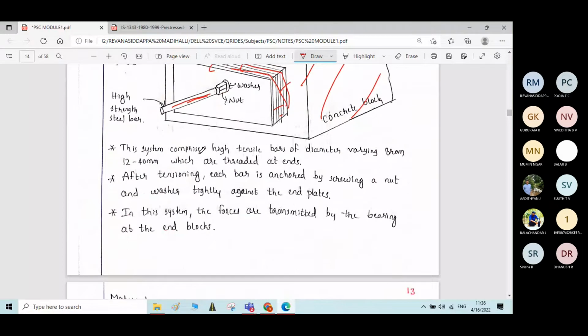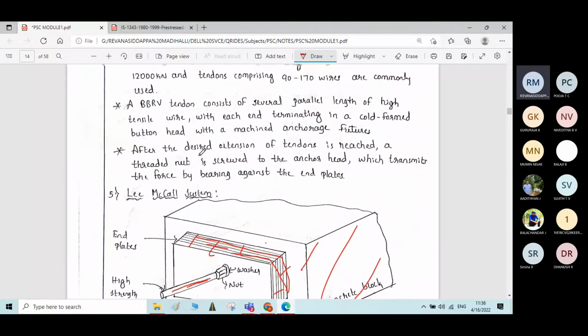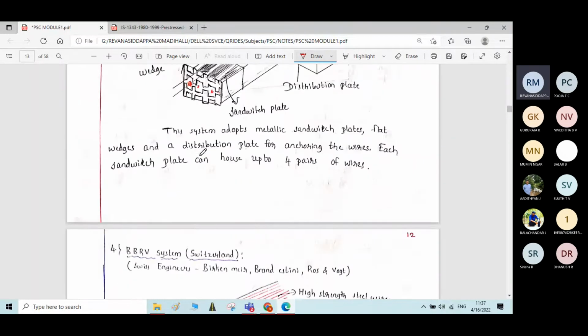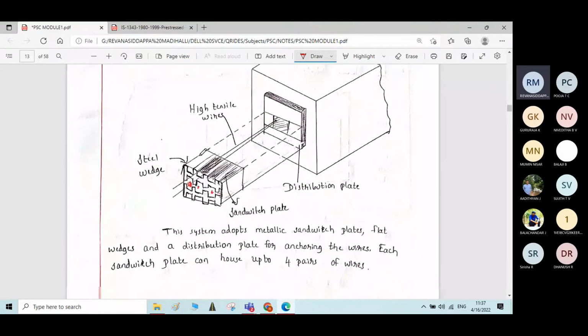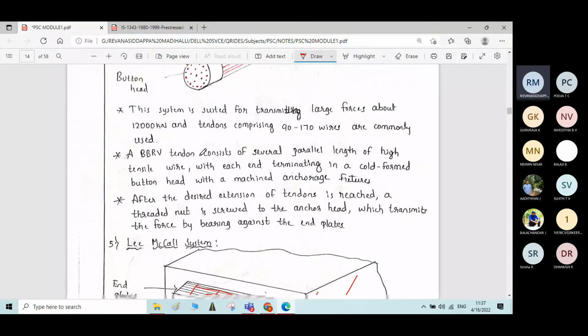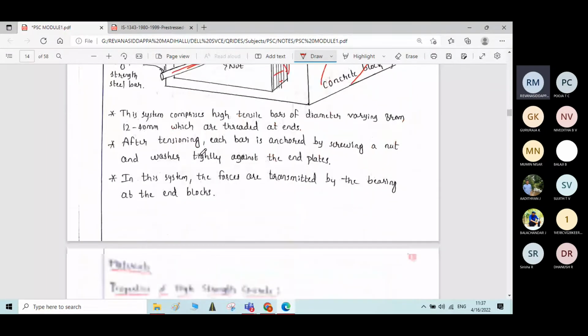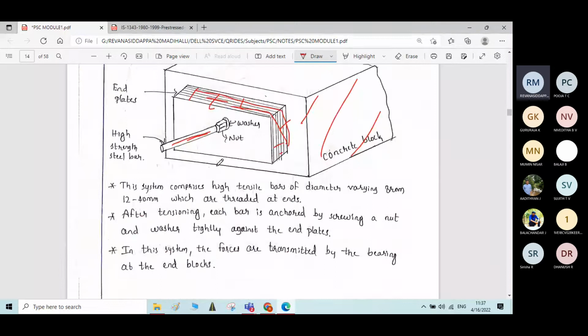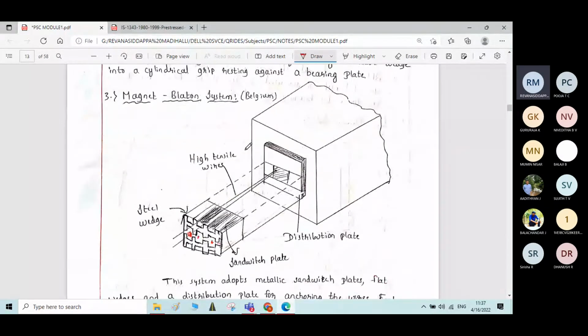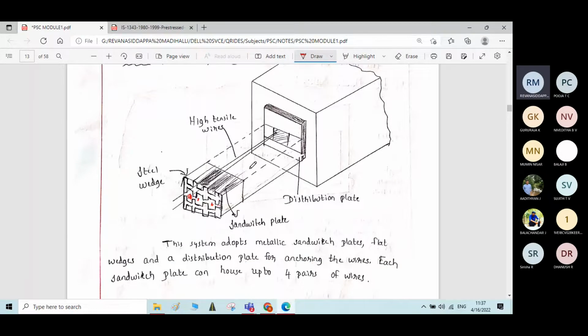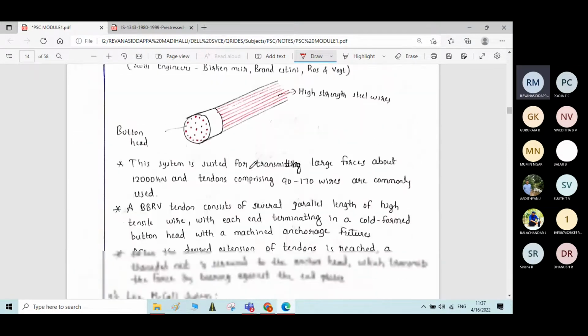Okay, so you need to practice all these figures properly. Figures are very important. You have to write a neat figure, and you need to give some basic explanation about all the processes. If you study the figures properly, you will get an idea about the process involved in stretching and anchoring of the tendons.